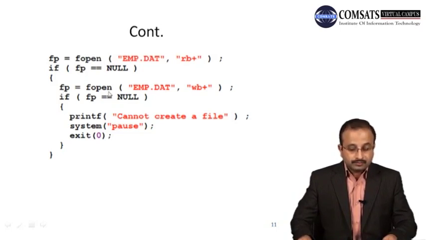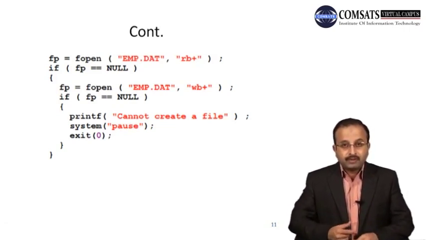Then you open the file in WB plus mode, then it will create a new file whose name is emp.dat for reading and writing purpose, and then you're checking again. If it is null, then you can display the message cannot create a file.